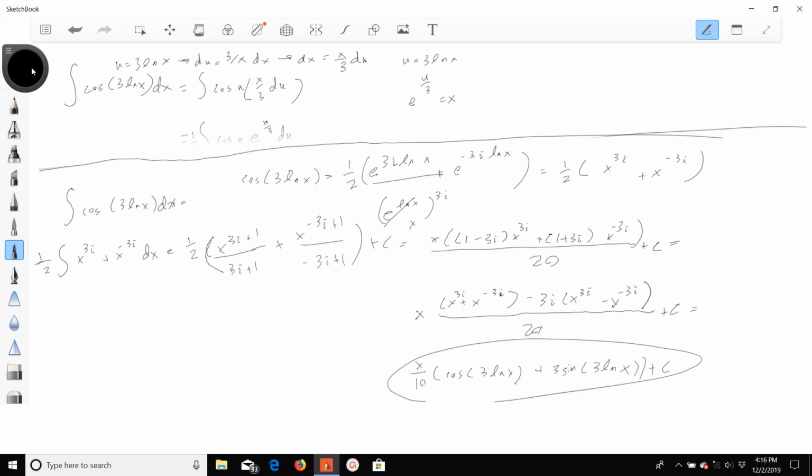So the point of me giving that integral was just to show that you can still use complex number techniques in order to get real solutions, which is pretty cool actually.